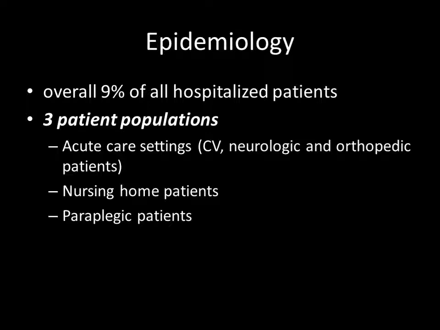Overall, 9% of all hospitalized patients develop pressure sores, and out of these, three types of patient population predominate. Those belong to patients in acute care settings having neurological, cardiovascular, and orthopedic issues, patients that are living in nursing homes that have poor nursing care, and the third important category are the paraplegic patients.